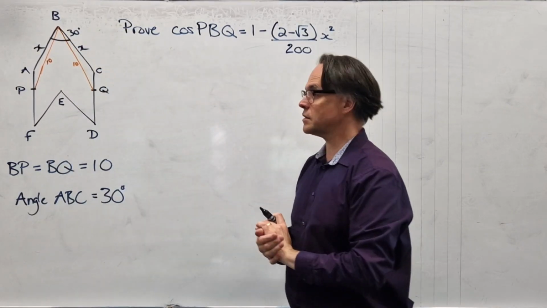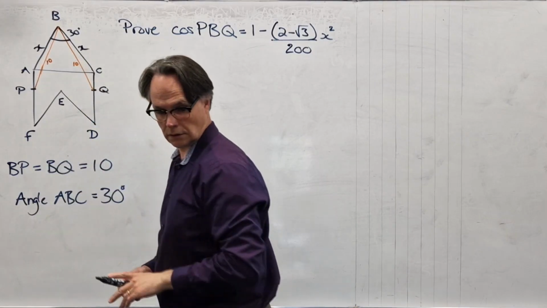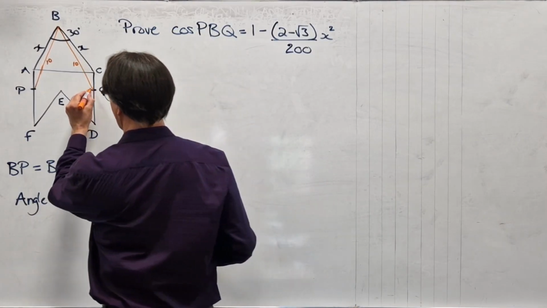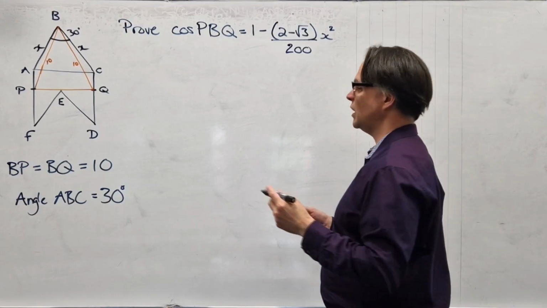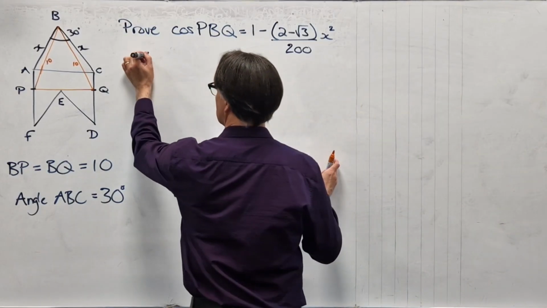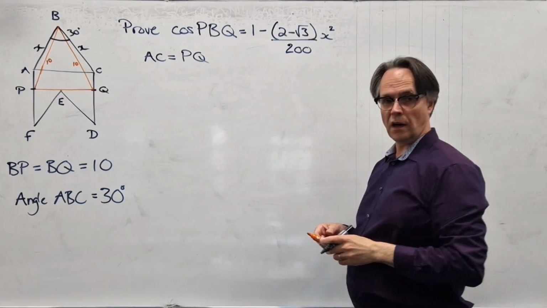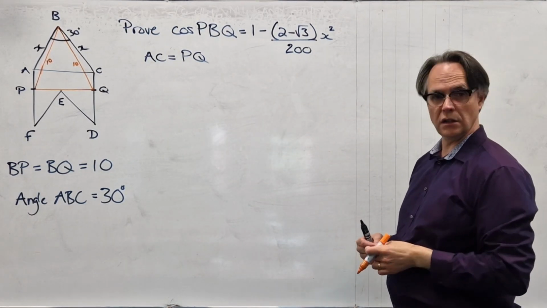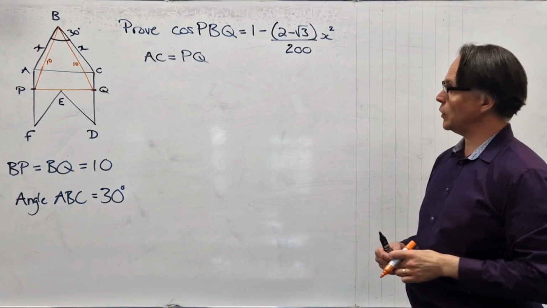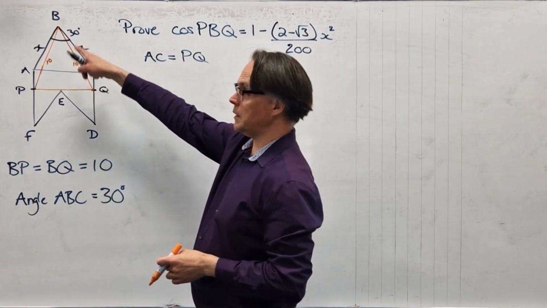Right, so now let's use the cosine rule. AC and PQ. So what we're going to say is that we're going to use the fact that AC is equal to PQ. So what are AC and PQ? Well, if we were going to try to find out, we could use the cosine rule on triangle ABC.